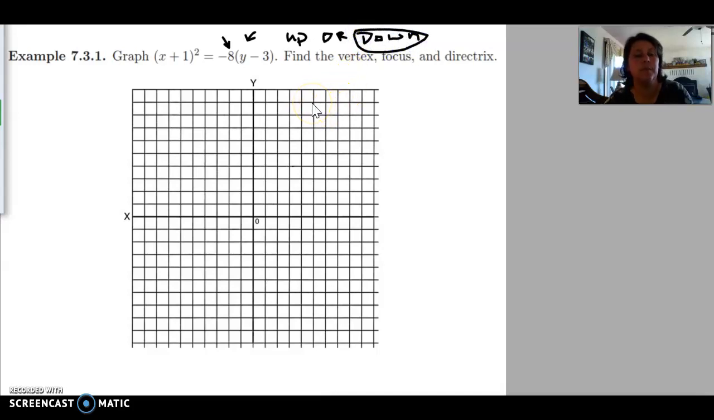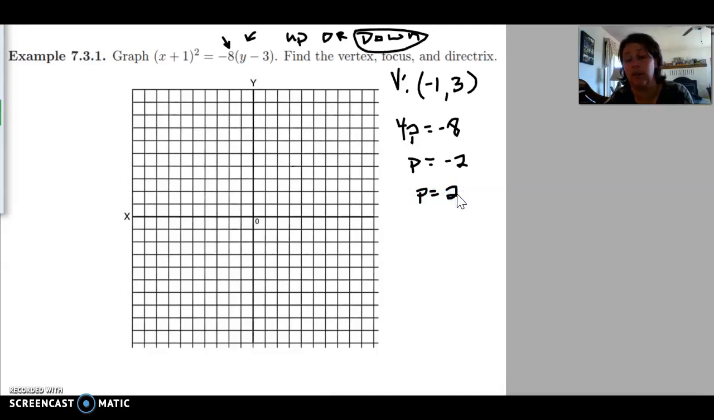Vertex. We can also find the vertex easily. So our vertex is (-1, 3). We also want to find p. So we know 4p is equal to -8. Therefore, p must be equal to -2. So what we're really interested in is the absolute value of p. Okay, so let's start with that vertex, (-1, 3). And then we know that it opens down.